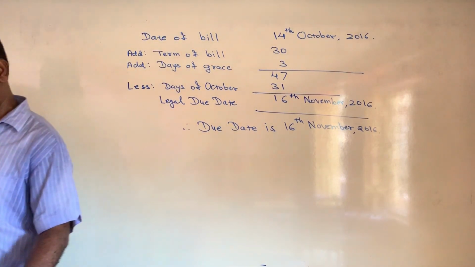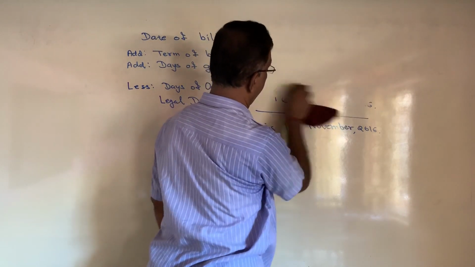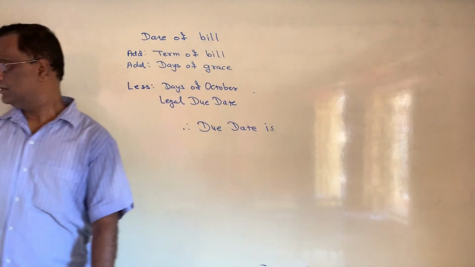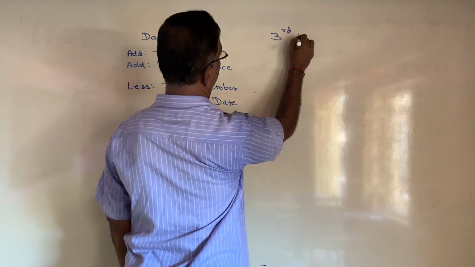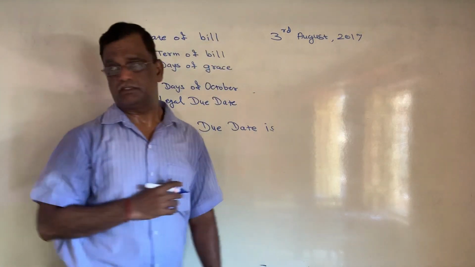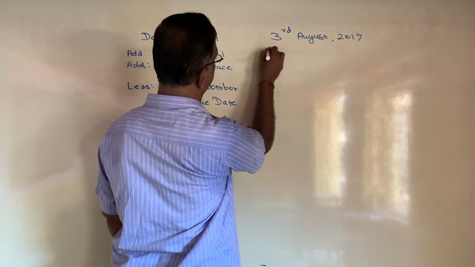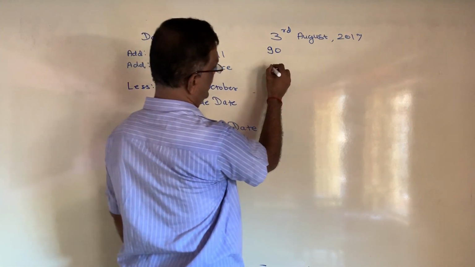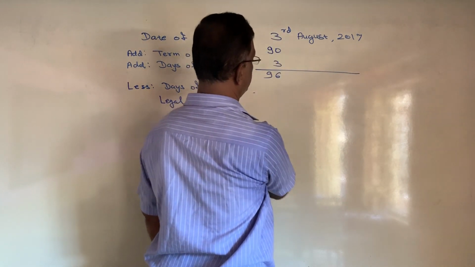Now last one we will take. In the last sum, the date of bill was given 3rd August 2017. And the term is given 90 days. So add term of the bill 90 days. And again additional 3 days of grace you have to add. Total is 6, 9, 96.